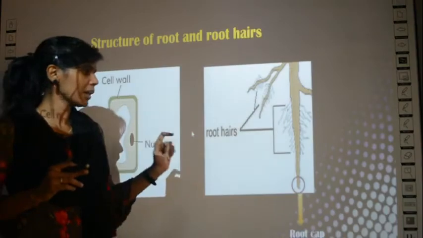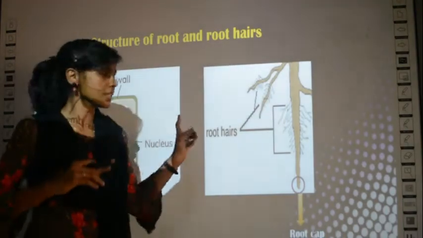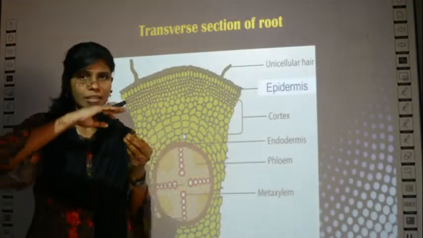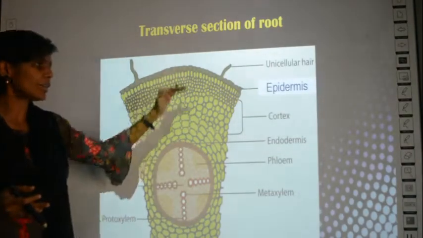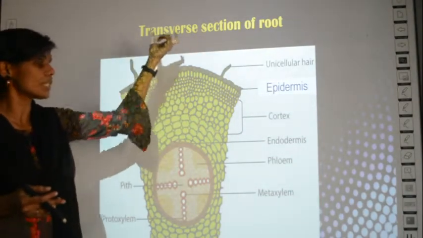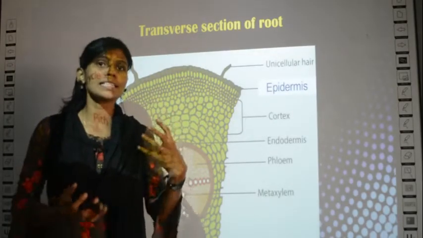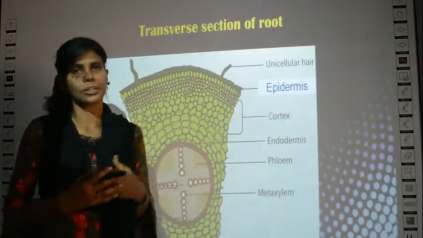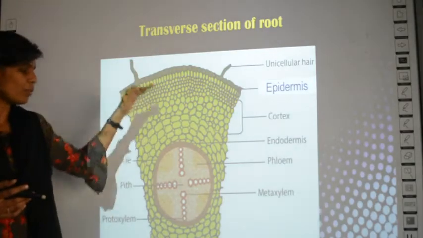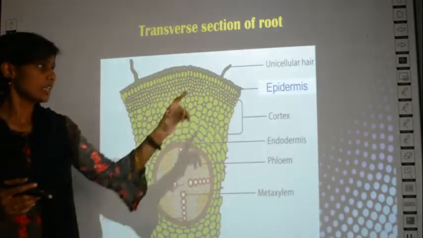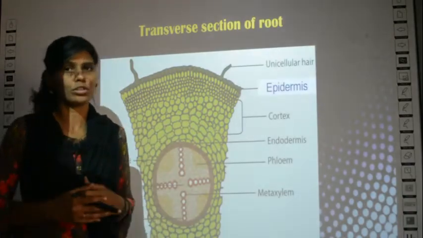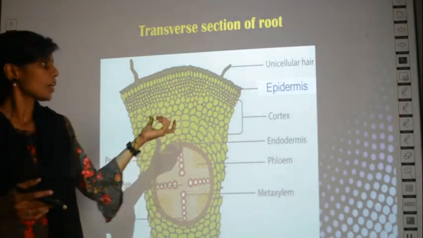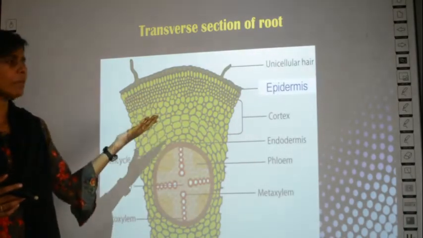Then what will be the transverse section of a root? If you cut a root and observe under a microscope, you can see all these parts. That is called the transverse section, or simply TS of a root. So TS of a root will have all these parts. This labeling also you should be familiar with from an exam point of view. So how can you memorize the parts?